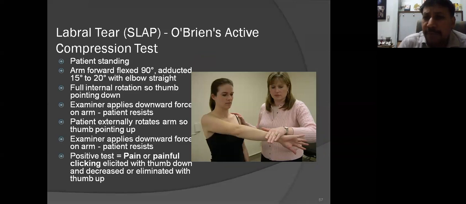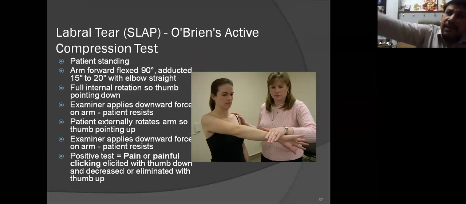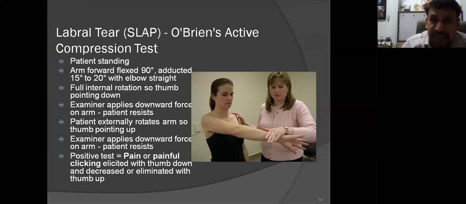Now I showed you the empty can and the full can test. There is another test called the O'Brien's test, and this is one of the tests you can do in your clinical setting for a SLAP lesion as well. As you see in this picture, the elbow is extended, the shoulder is at 90 degrees. You take it slightly across the body. First you do resisted forward elevation with the thumb towards the sky, and then you do it with the thumb down. If the patient has more pain or clicks with the thumb down position, then it is likely that this patient has a SLAP tear.